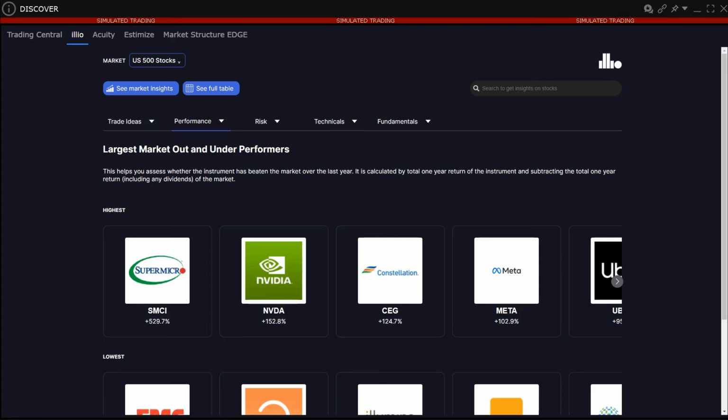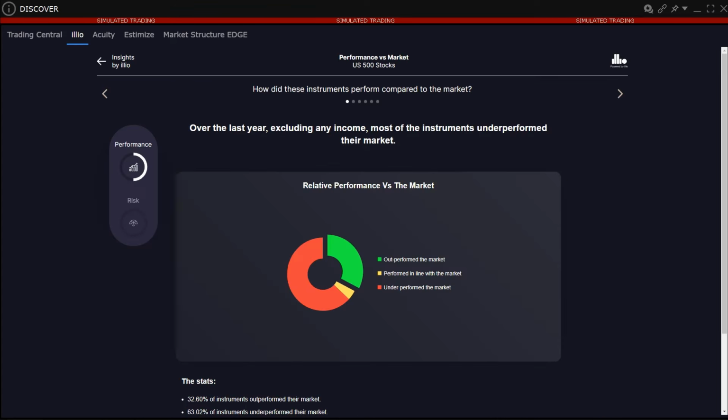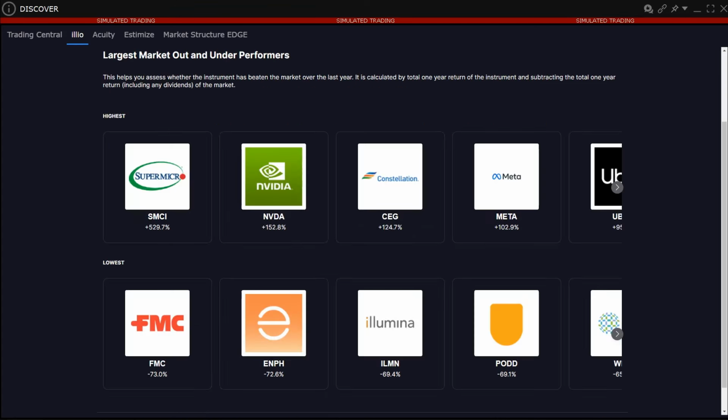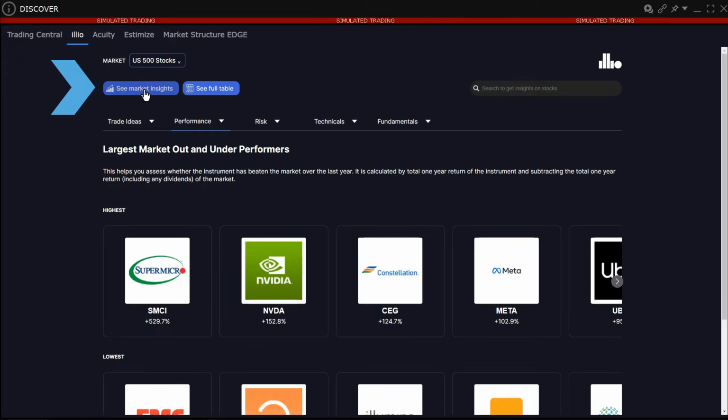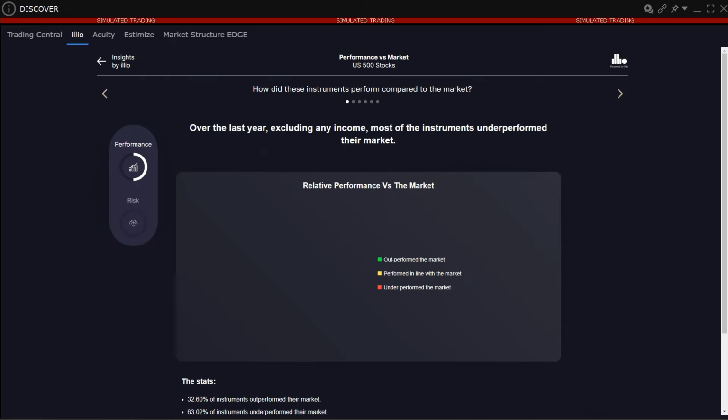Illio consists of three main research areas: Market Insights, Insight Widget, and Insight Dashboard. The Market Insights area is accessed by clicking the blue See Market Insights pillbox at the top left of the screen. In Market Insights, the investor can toggle between 6 pages of data for an overall picture of the 500 US stocks in the S&P 500.